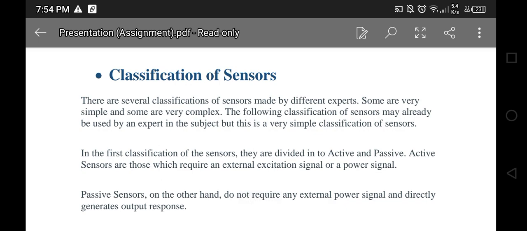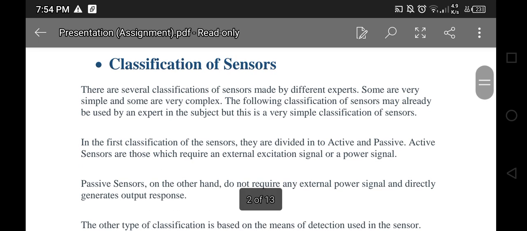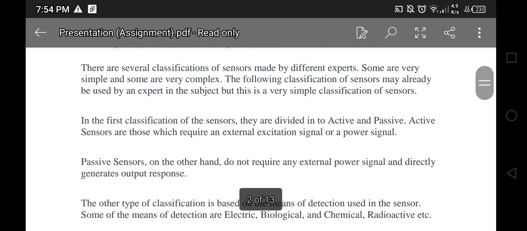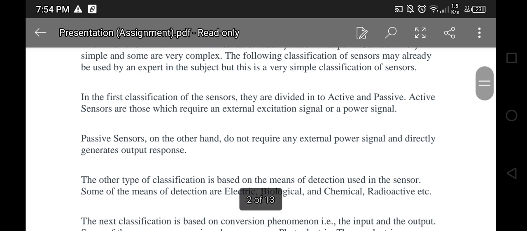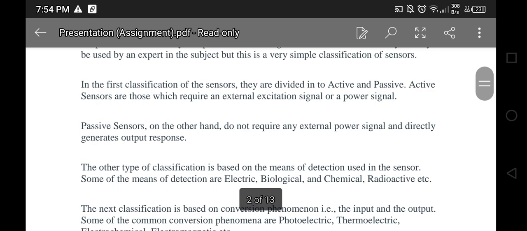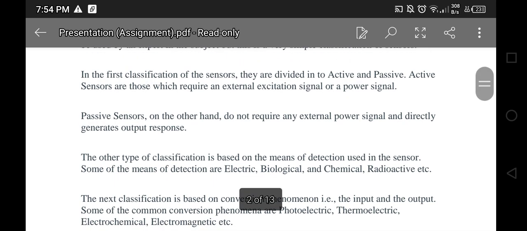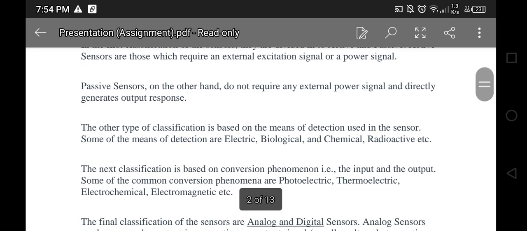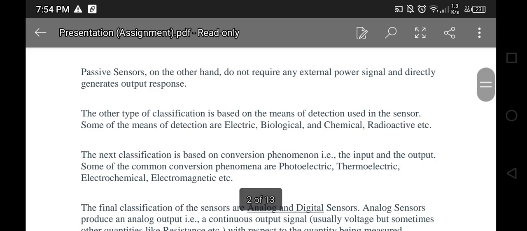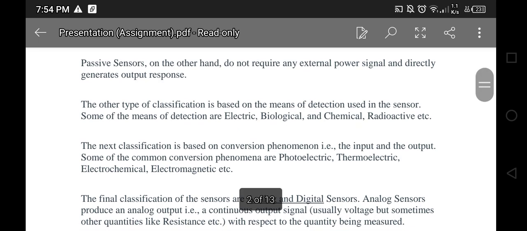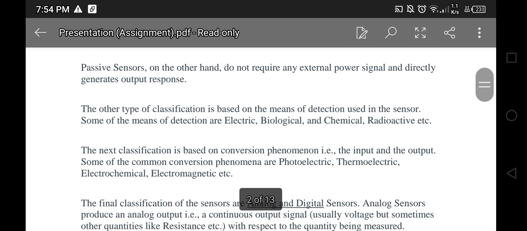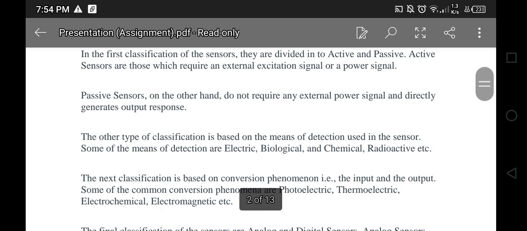There are several ways we can classify them. Some experts and authors have given classifications that are very simple and some that are very complex. The following classification may already be used by an expert in the subject, but this is a very simple classification of sensors. In the first classification, they are divided into active and passive. Active sensors are those which require an external excitation signal or a power signal. Passive sensors, on the other hand, do not require any external power signal and directly generate the output response.